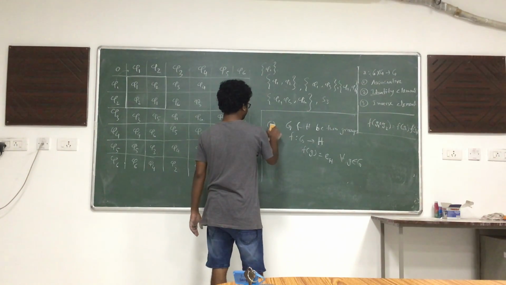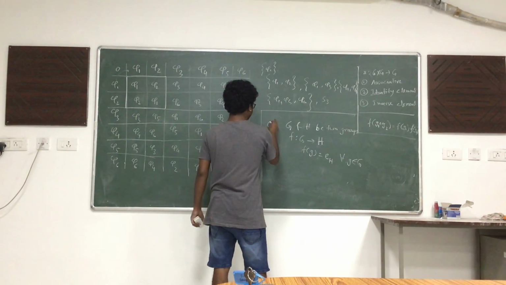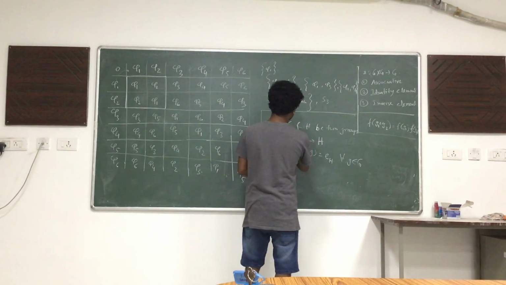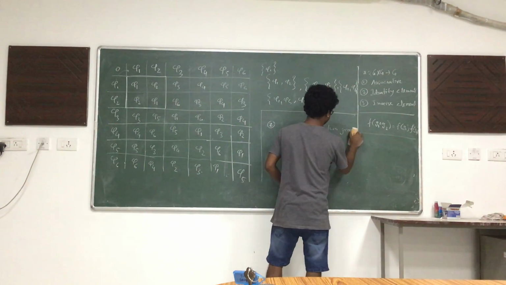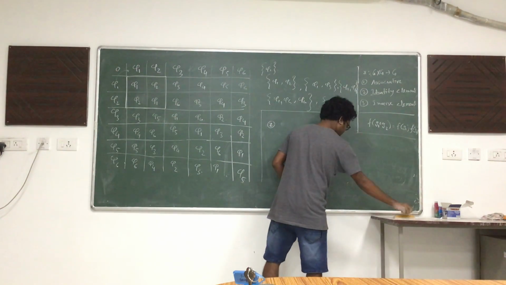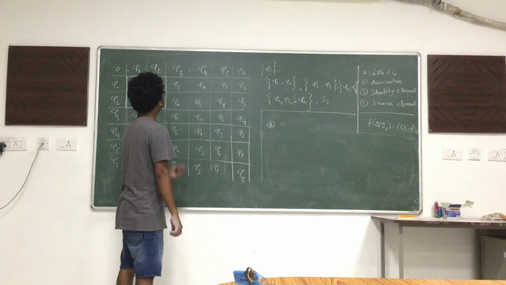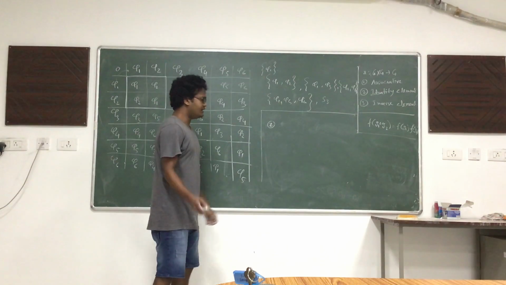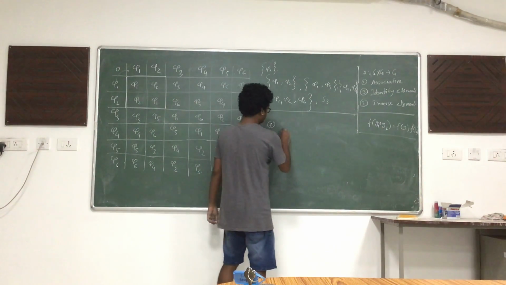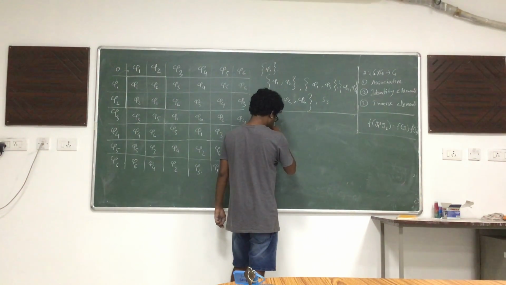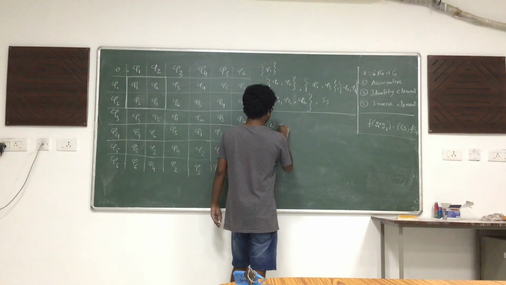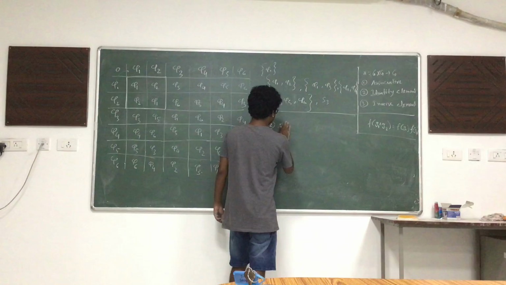Okay, so this is example 1. Let us say example 2. Let us go to an infinite group. The other day we had one example. Let us say example 2a.